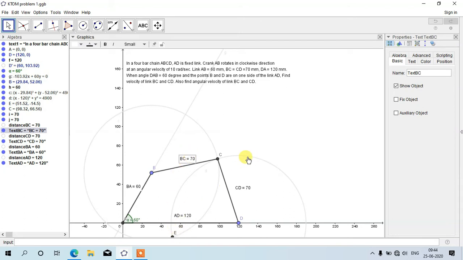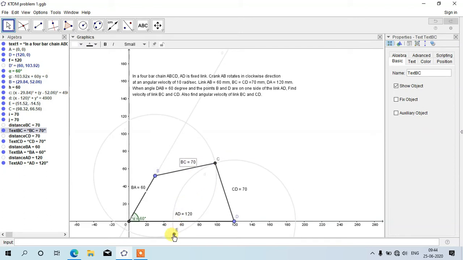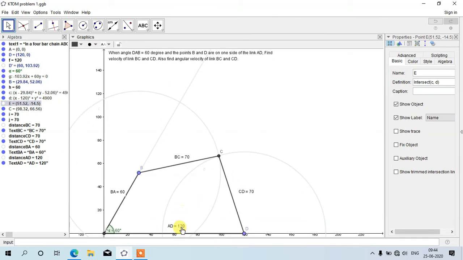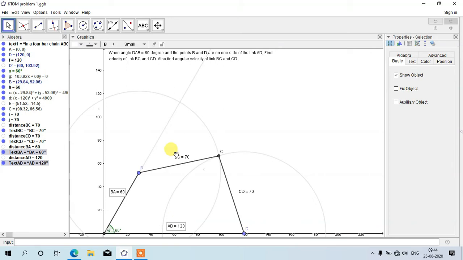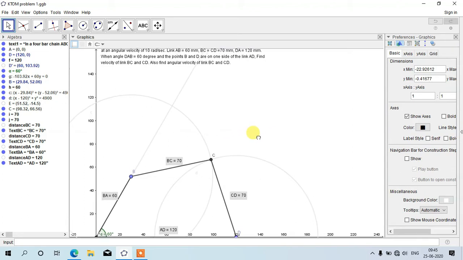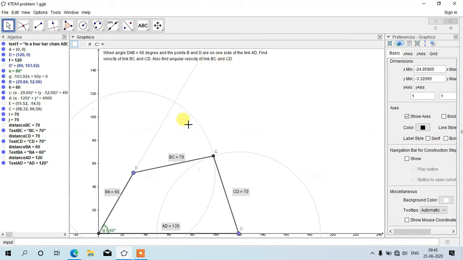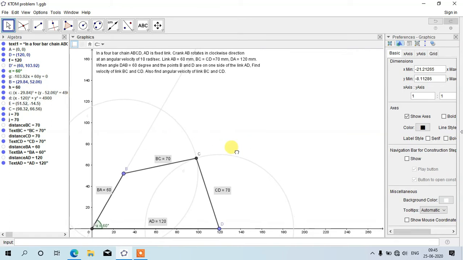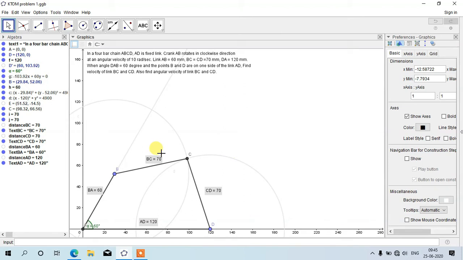Okay, let me hide other stuff. Let's highlight these things, easy to read. Okay, so now we have drawn our linkages that are given in the statement. We have to draw a velocity diagram, or we have to find the velocities of these links BC and CD.